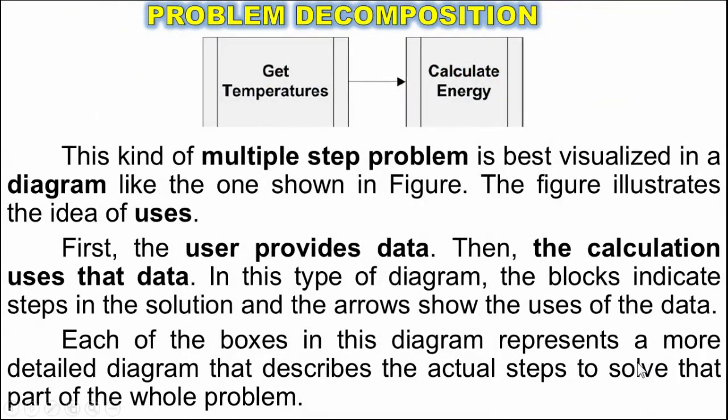This kind of multiple step problem is best visualized in a diagram like the one shown above. The figure illustrates the idea of uses. First, the user provides data. Then the calculation uses that data. In this type of diagram, the blocks indicate steps in the solution, and the arrows show the uses of the data. Each of the boxes in this diagram represents a more detailed diagram that describes the actual steps to solve the part of the whole problem.